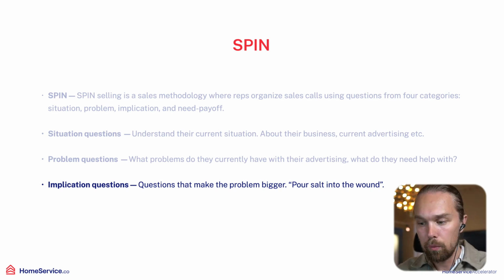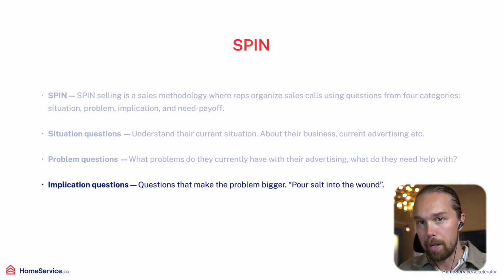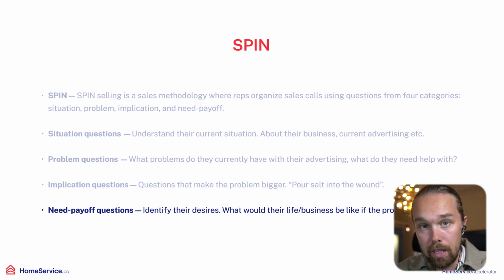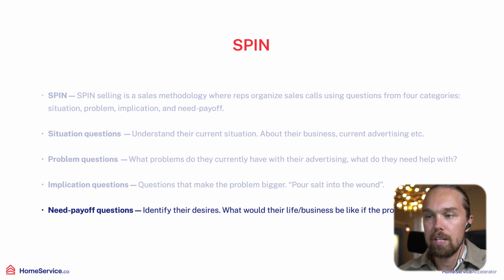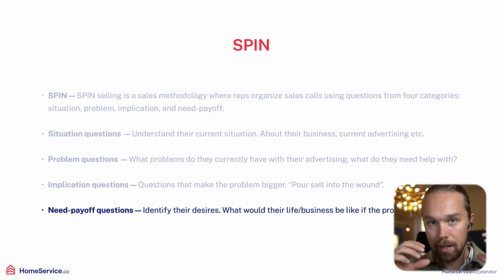And then they might tell you, yeah, well, it's very hard for me to find new sales reps because when I tell them that we're doing door knocking, they don't want to join, for example, right? So implication questions are basically identifying a problem and then making the problem bigger. Implication questions are very powerful. And then the next type of question, which is one of the absolute most powerful questions when you do SPIN, is need-payoff questions. So that is basically identifying their desires and what their life or business would be like if the problem was solved. So this is basically the opposite of implication questions. Here you identify the positive and make the positive bigger. That's need-payoff questions. And with implication questions, you identify the negative and make the negative bigger, right?